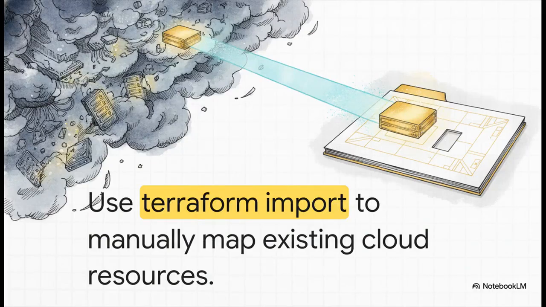But hey, don't panic, because there is a lifeline. The fix for this absolute disaster is the Terraform import command. This is your ultimate state file recovery method. Instead of just letting Terraform duplicate everything, you step in and use Terraform import to manually map your existing real-world cloud resources back into a brand new state file. You're basically acting as a cloud surgeon here, teaching Terraform its memory back, one resource at a time until that state file matches reality again. It literally saves your environment from total chaos.